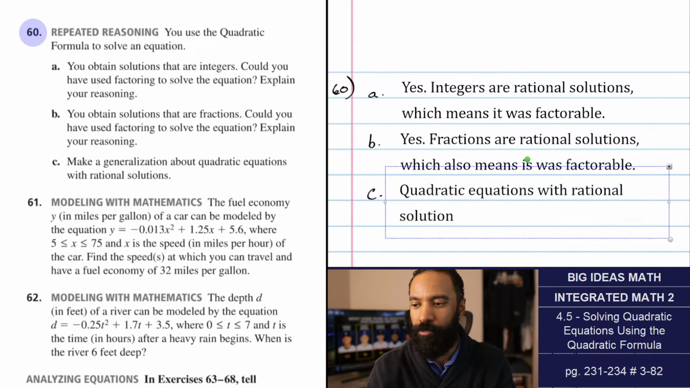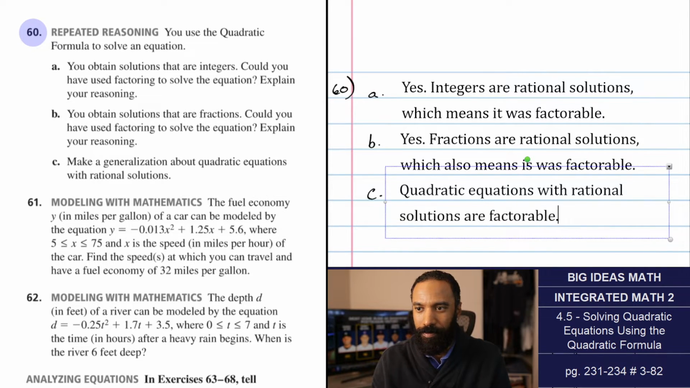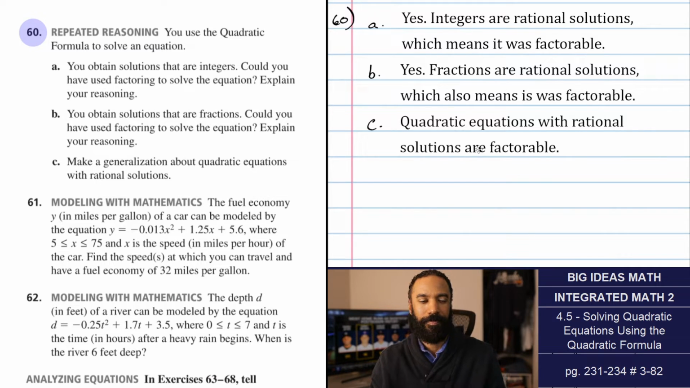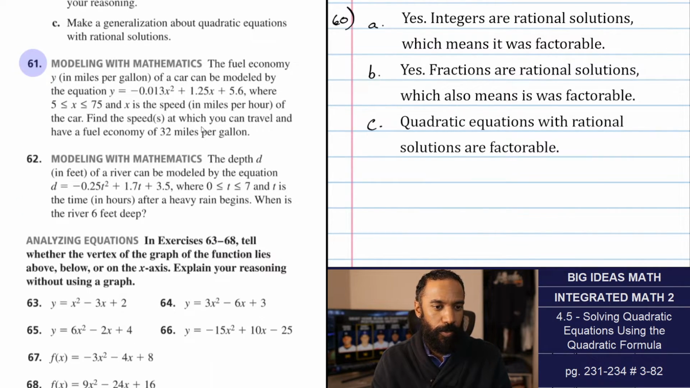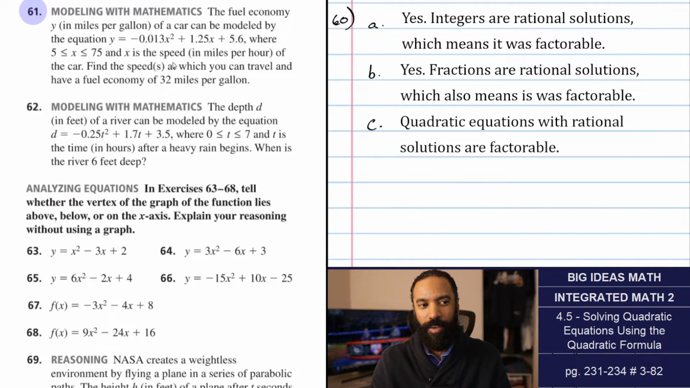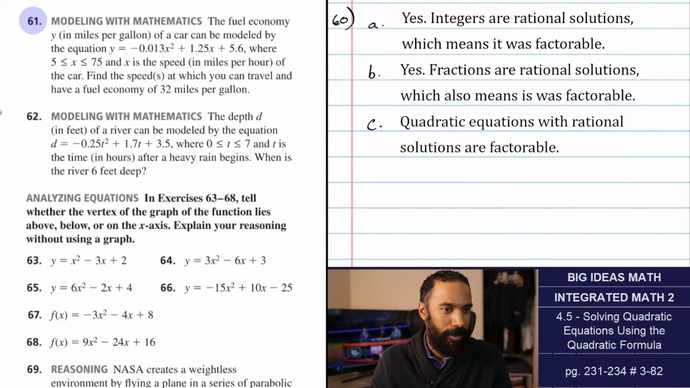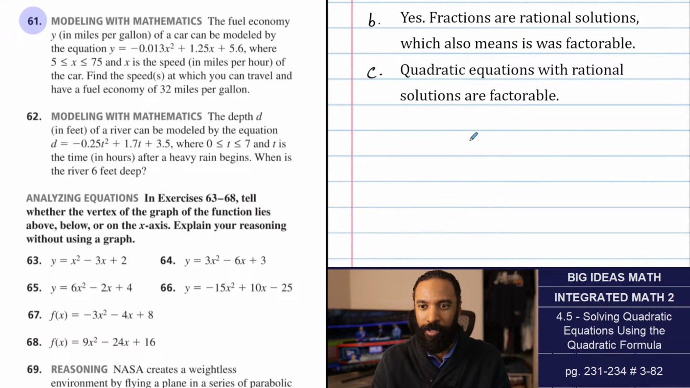Now, when do you know that you have rational solutions? If your discriminant is a positive perfect square. Good question, though. We've been talking about it. So I've been abusing what the book's been telling me to do. I've already been doing it the other way.